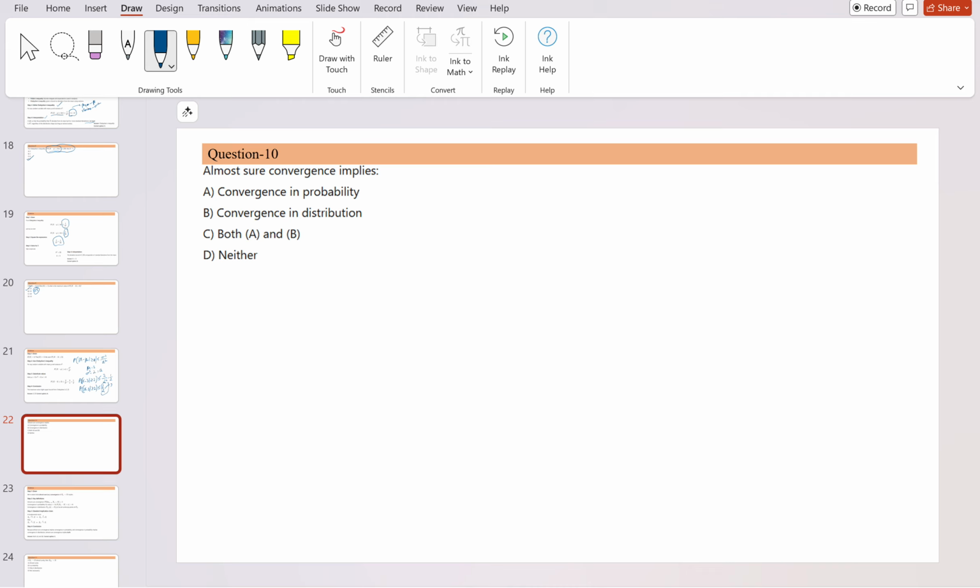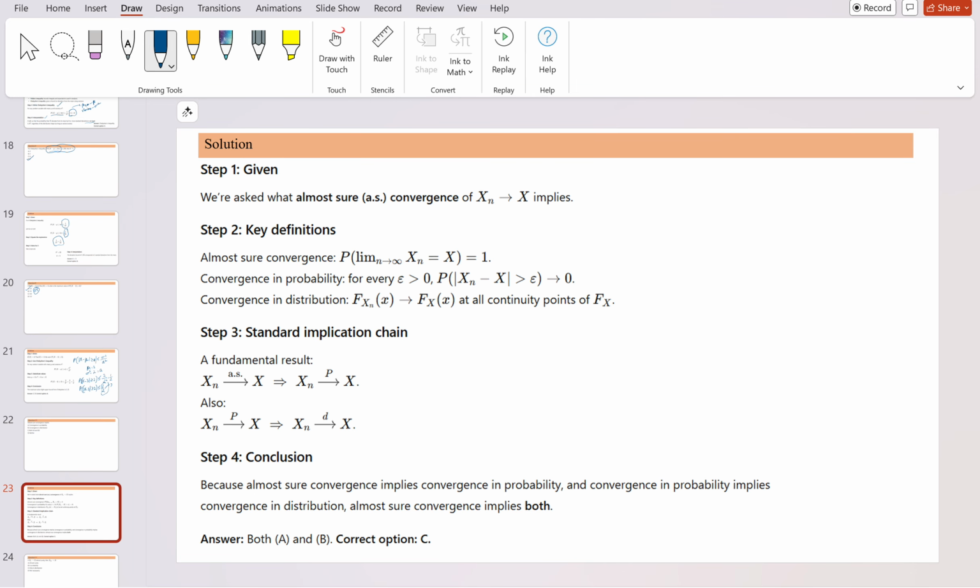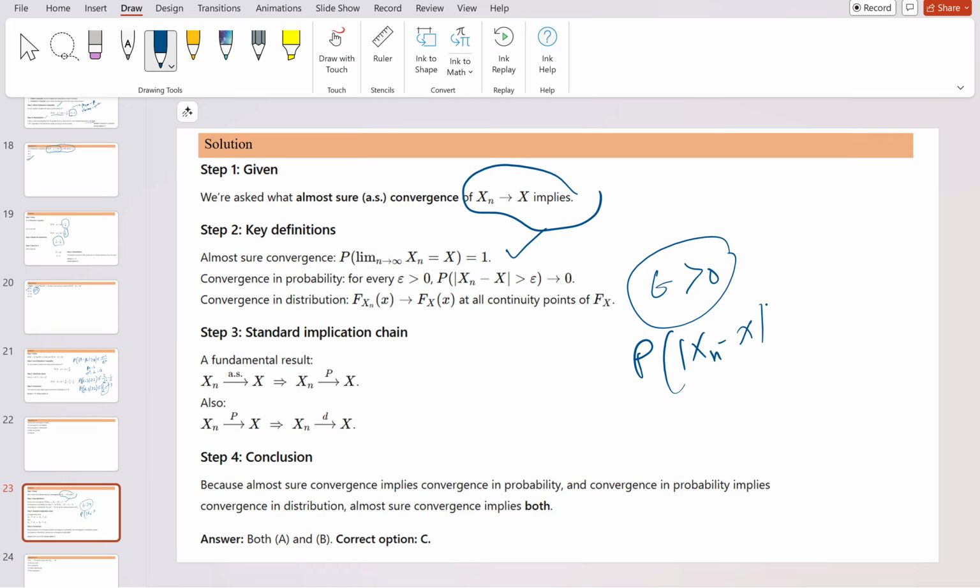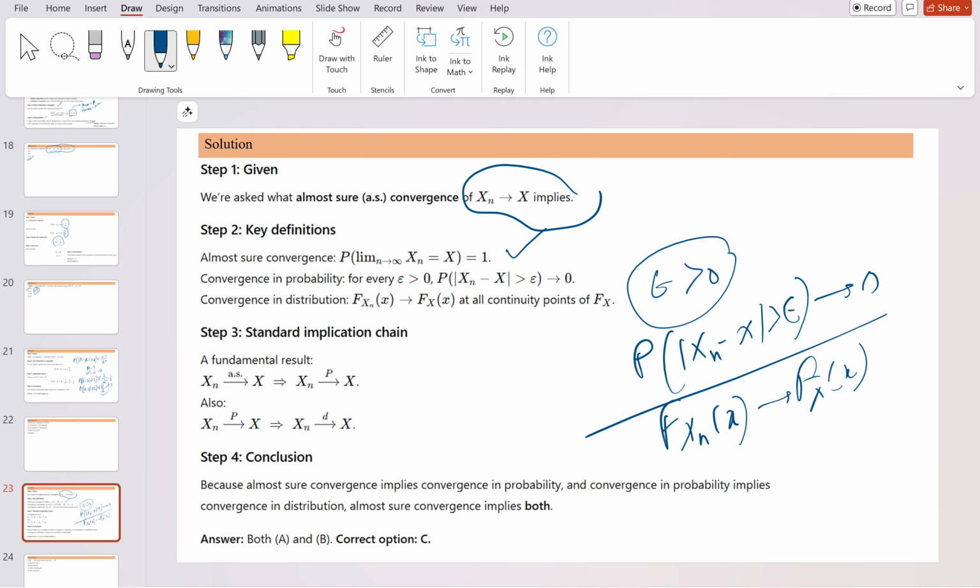Here it is saying that almost sure convergence implies convergence in probability, convergence in distribution, both, or neither. Almost sure convergence means that Xn tends to X. When you take the limit as n goes to infinity, the probability that Xn is equal to X is equal to 1. Convergence in probability means that for epsilon greater than 0, the probability of |Xn minus X| greater than epsilon tends to 0. And convergence in distribution means that F of Xn at x tends to F of X at x, for all continuity points of F of X.